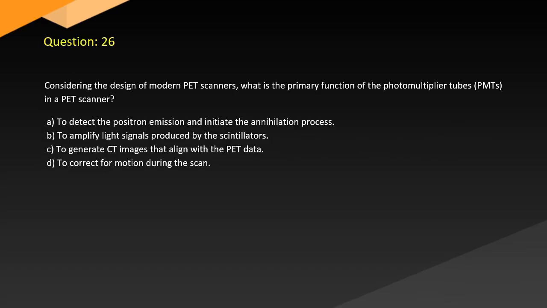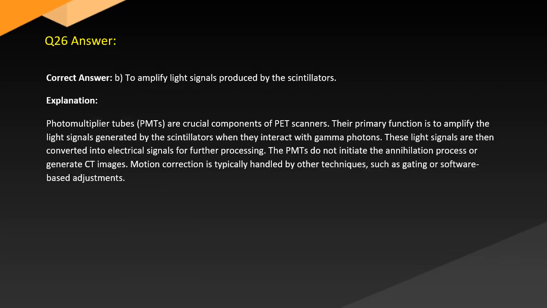Question 26. Considering the design of modern PET scanners, what is the primary function of the photomultiplier tubes (PMTs) in a PET scanner? A. To detect the positron emission and initiate the annihilation process. B. To amplify light signals produced by the scintillators. C. To generate CT images that align with the PET data. D. To correct for motion during the scan.